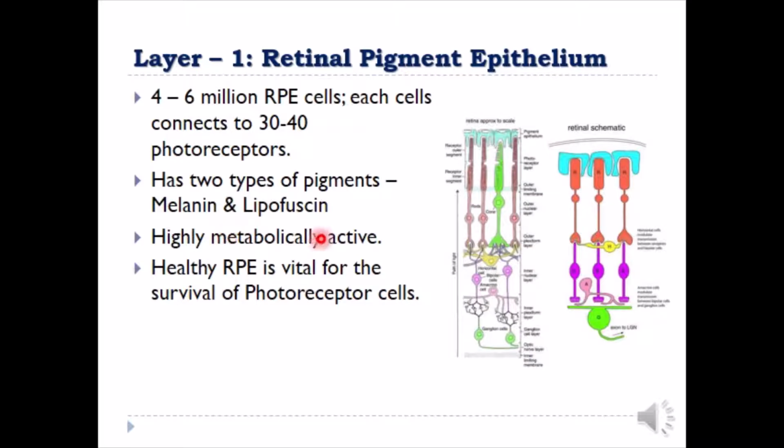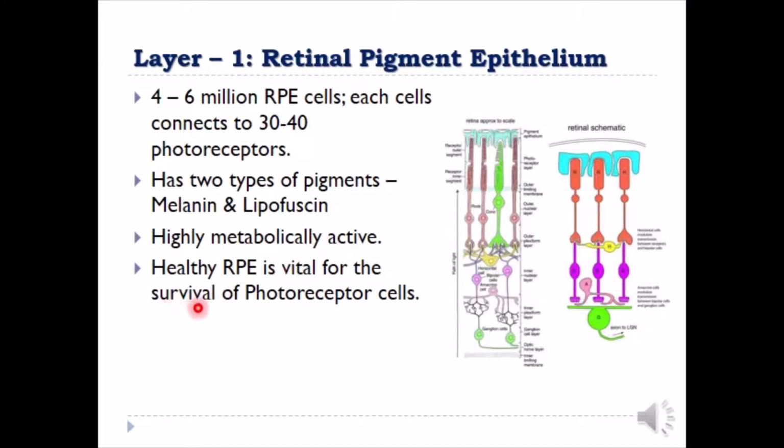So these epithelial cells are highly metabolically active because they are giving energy to photoreceptor cells and receiving blood from the choroidal blood vessels, so that it can always and continuously receive the oxygen and nutrients. Now it will be very easy for you to understand why healthy retinal pigment epithelium is vital for the survival of photoreceptor cells. The meaning of vital is nothing but important and crucial.